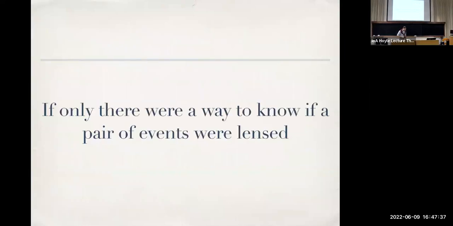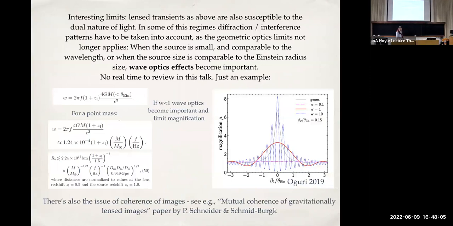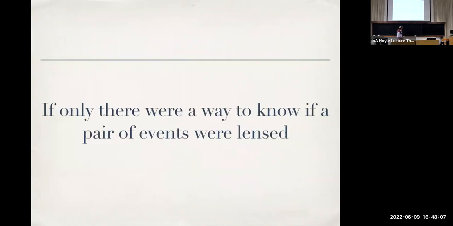Two other things I'd like to mention, and these would be the final couple of slides. This is a great question, very intriguing. So it would have been cool if there were a way to know if a gravitational wave signal is lensed or not. And apparently there is. Yes, there have been several works led mostly by Dai, based on previous works by Takahashi and others.